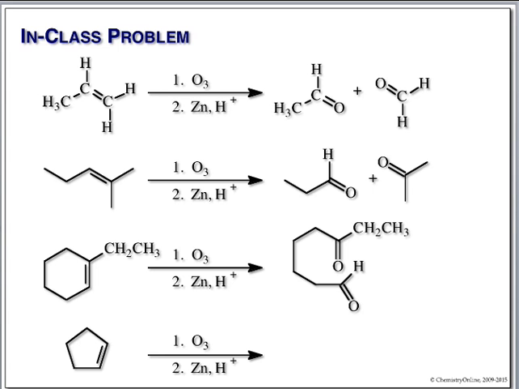Here we have hydrogens on both, so they're both going to be aldehydes, right? We're going to have one, two, three CH2s in between them. And it would look like that. Aldehyde, CH2, CH2, CH2, aldehyde. Any questions? All right, we're almost done.